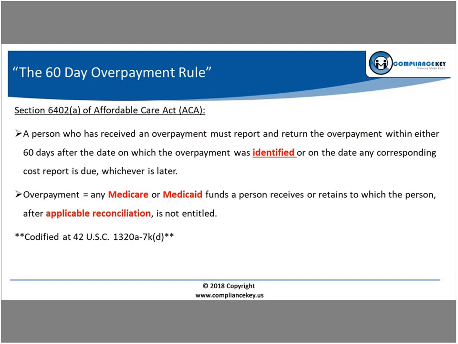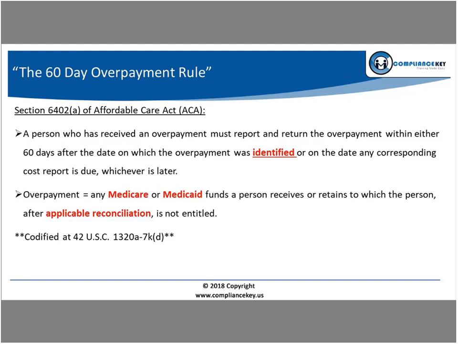An overpayment is any Medicare or Medicaid funds that the person receives or retains to which the person, after applicable reconciliation, is not entitled. So a couple things to point out at the outset is that this is only applicable to Medicare Parts A and B. I do have it listed up there that an overpayment does include Medicaid funds, but just note that there's a separate rule for Medicare. Well, this does apply to Medicaid, I'm sorry.